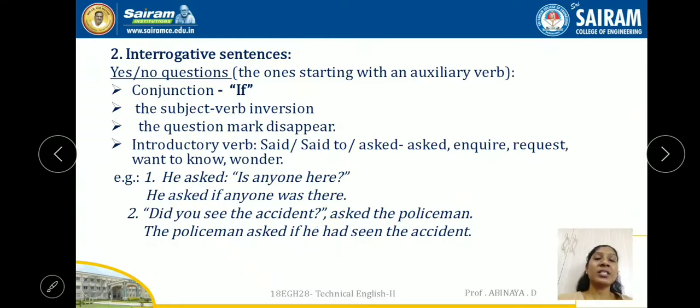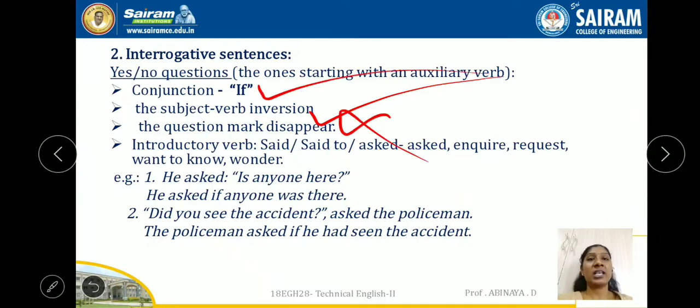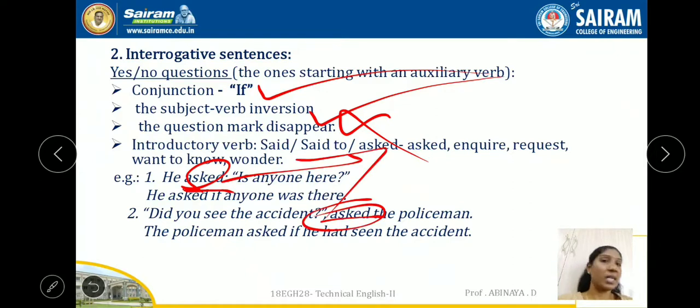So these are the changes you have to make for yes or no questions. Don't forget the subject-verb inversion. Don't forget to put "if" and take the question mark away, and change "said to" or something similar to "asked". If it is only "asked", keep "asked" the same, no problem, right?